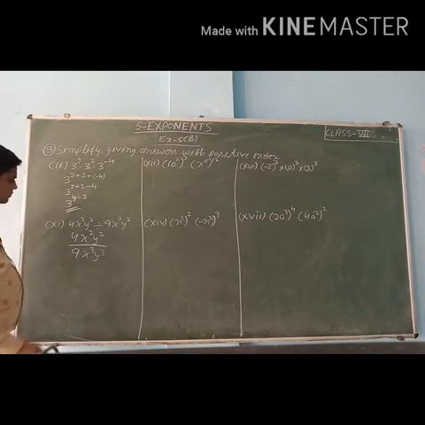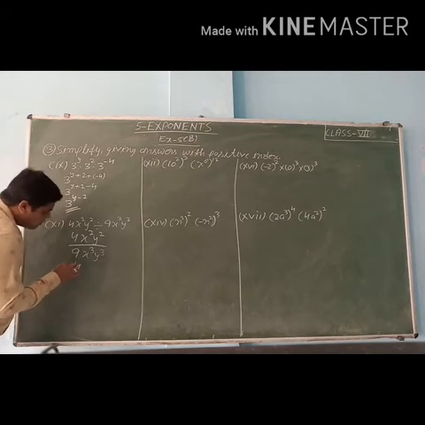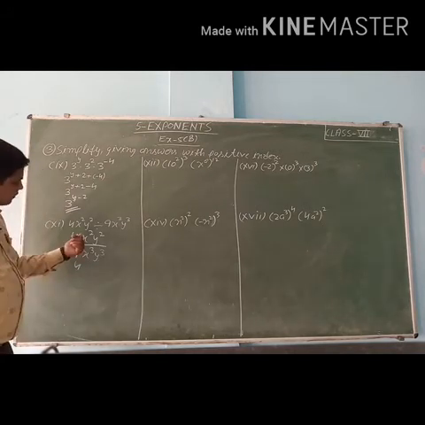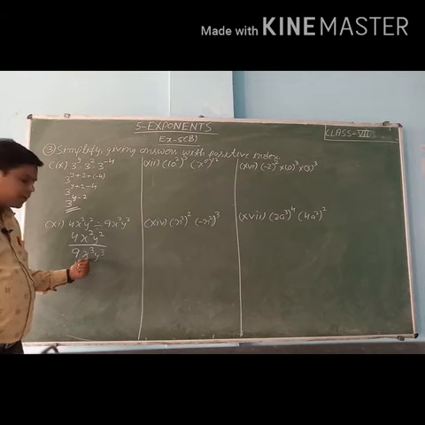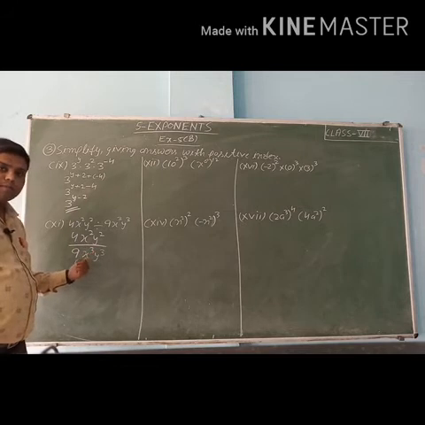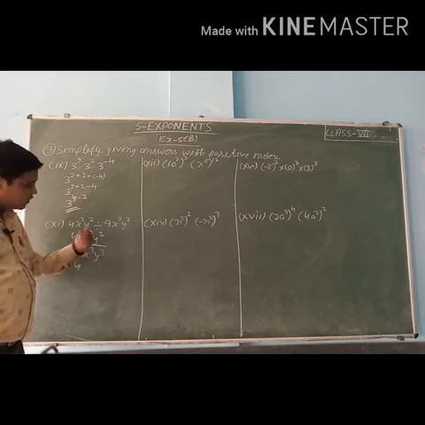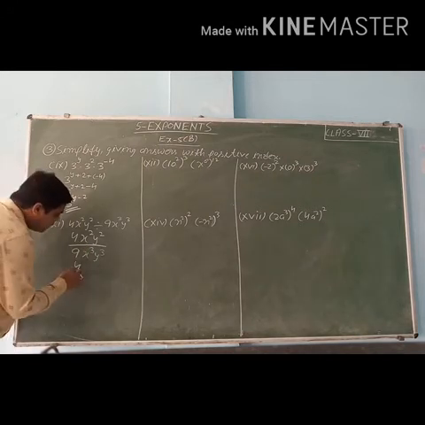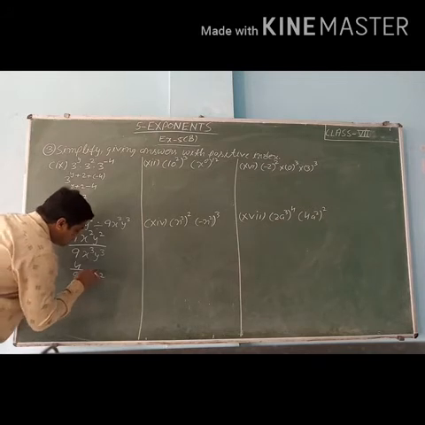So students, you can see 4x square, here x is having power 2, in denominator x is having power 3. So it is better to take the less power in denominator. X is having power 2 here and 3 there, so it is better to take 2 in denominator. So what we will write? 4 upon 9x raised to the power 3 minus 2.